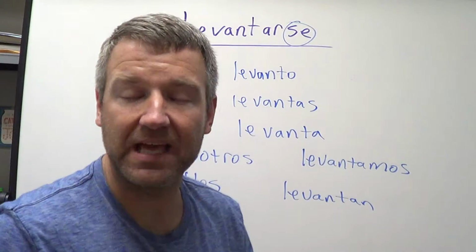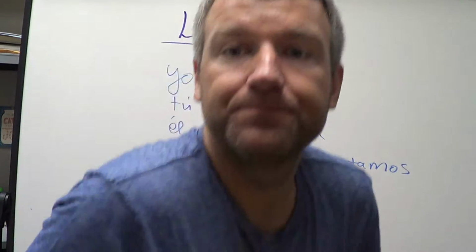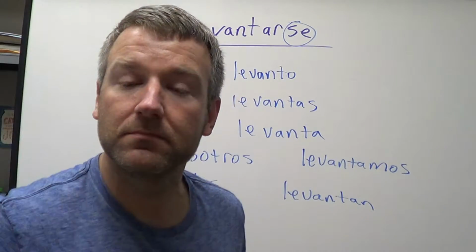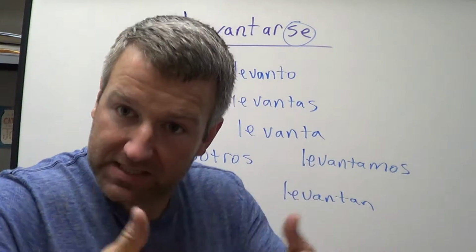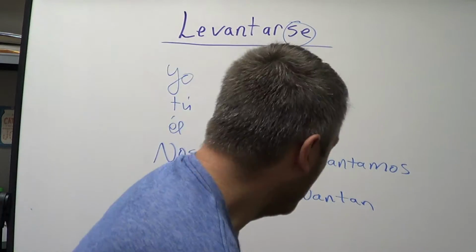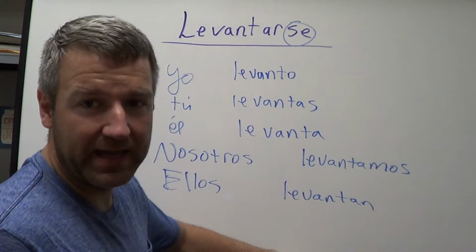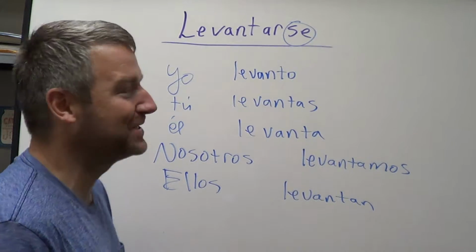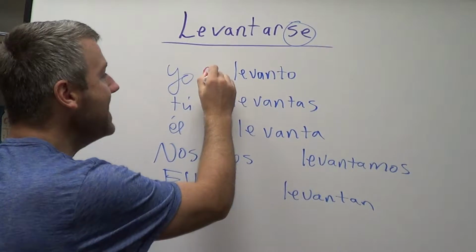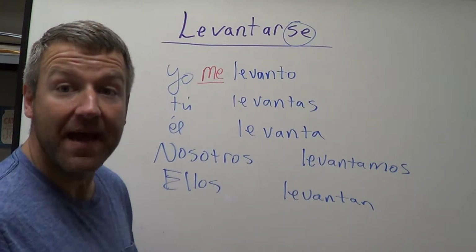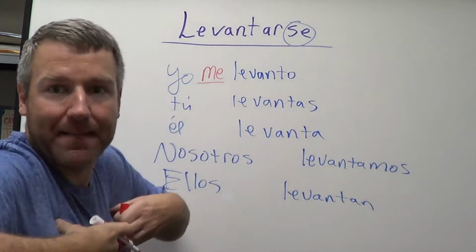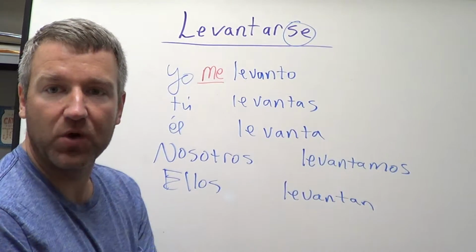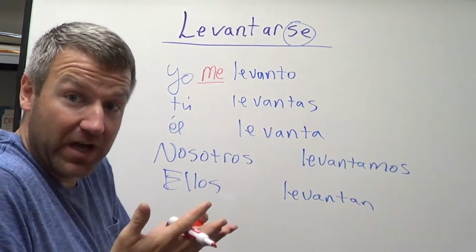But we're not talking about that. We're talking about this. To raise up or to get up. One does it to him or herself. So in order to indicate that in Spanish, what is it that we have to put in front of these verbs? You got it. Yo me levanto. Now that means I get up. I get my body up. Not that I raise up a chair or a table, but I get myself up.